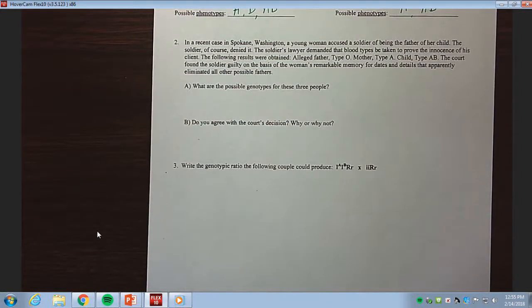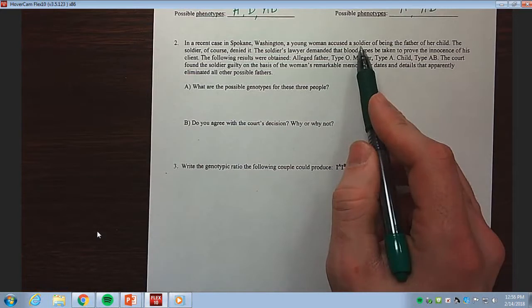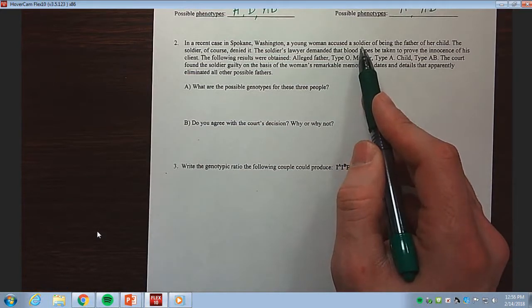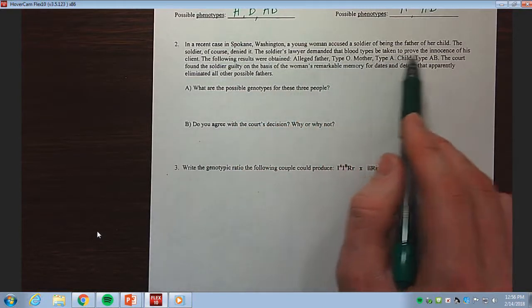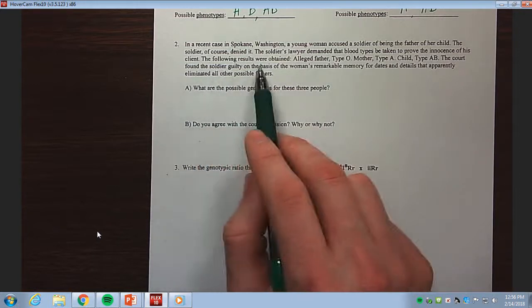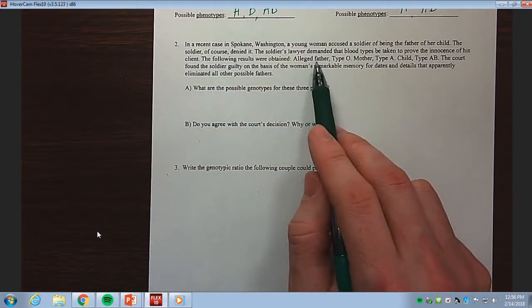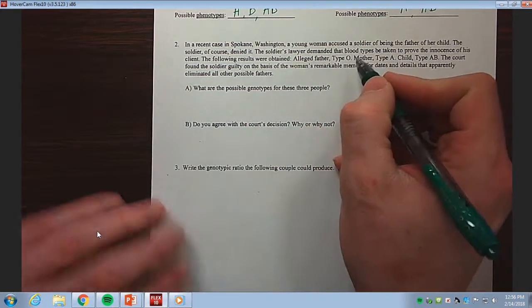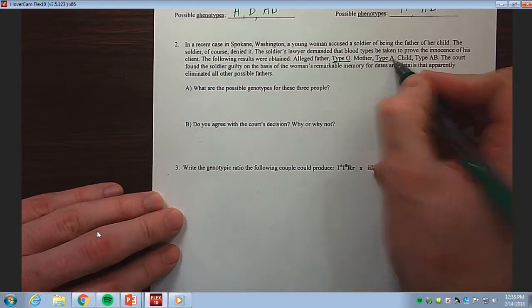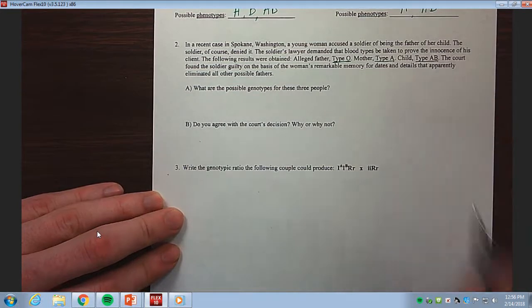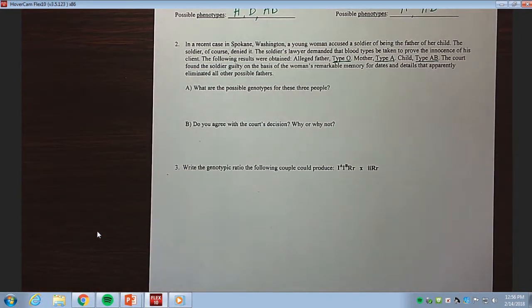We've got a mystery to solve. So we have a young woman who mothered a child, and she is accusing a certain soldier, a male soldier, of being the father of that child, which he denies. So the soldier's lawyer demanded the blood type be taken to prove the innocence of this client. Following results were obtained. So the alleged father took a test, and they determined he was blood type O. The mother took the test, and she's blood type A. And the child took the test, determined the child was AB.